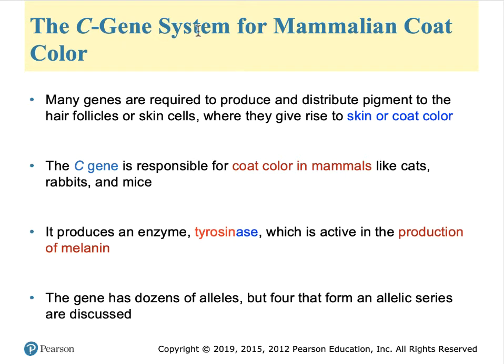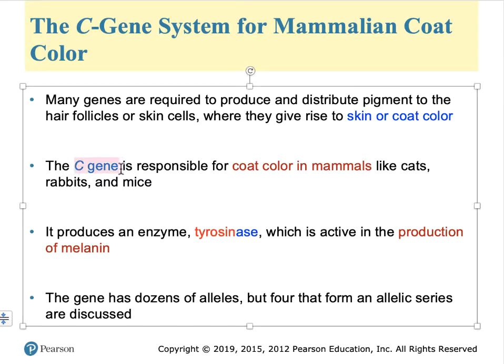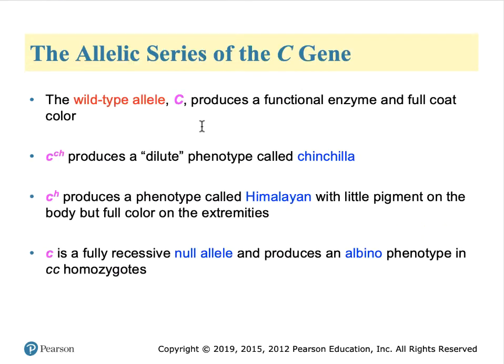So the C gene system is what we're studying. Many mammals with coats, such as cats and mice, have a C gene. C stands for color, and it produces an enzyme named tyrosinase, which is active in the production of melanin. Melanin is the dark pigment in skin. The gene has dozens and dozens of alleles in the population, but four of them form an allelic series, as discussed on the next slide.